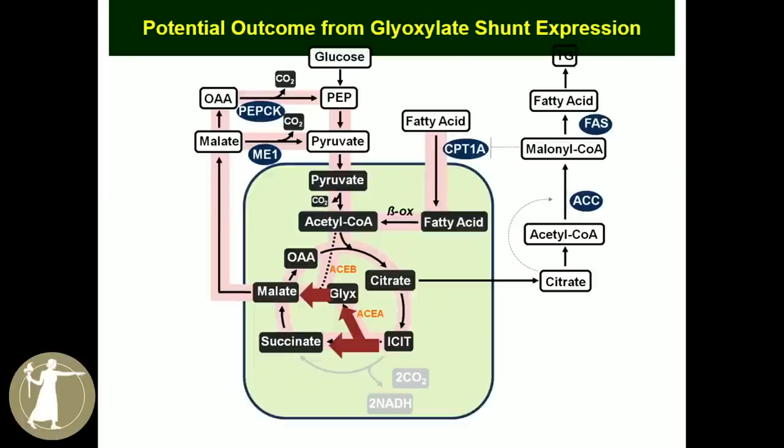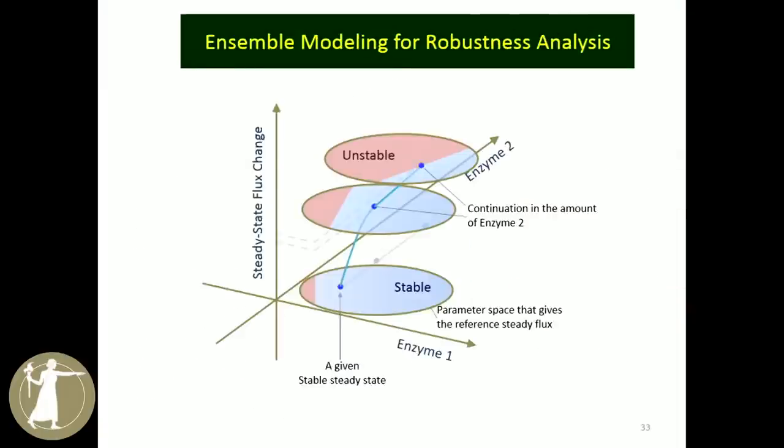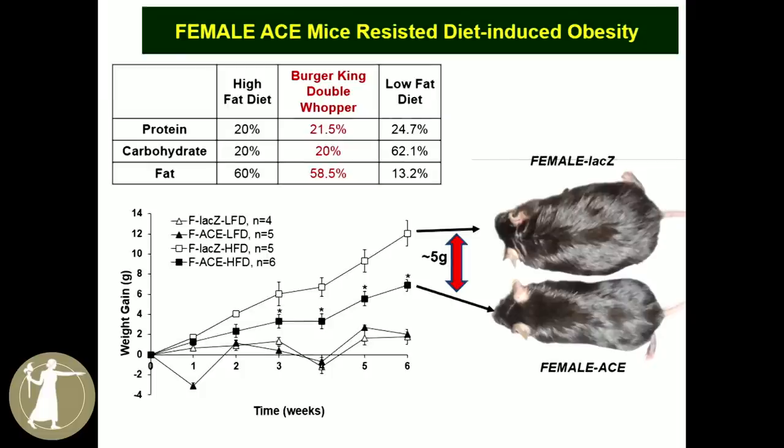Now, when we installed this pathway into mice, we were pleasantly surprised that the mice that contain our novel pathway actually can resist the high-fat chow, as opposed to control mice that were fed a very high-fat chow that resembled the Burger King Double Whopper.